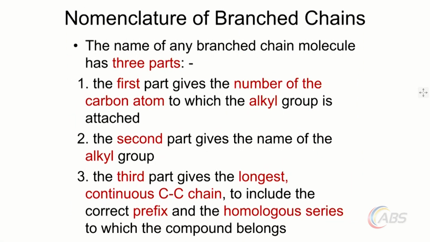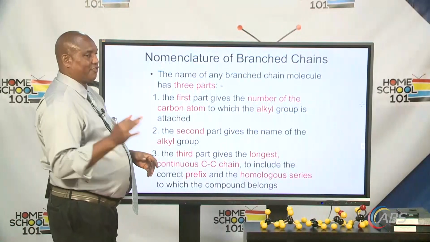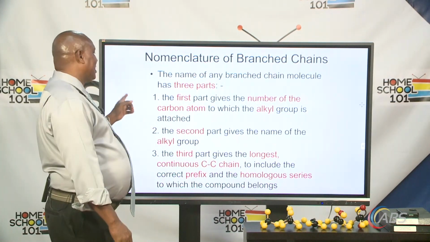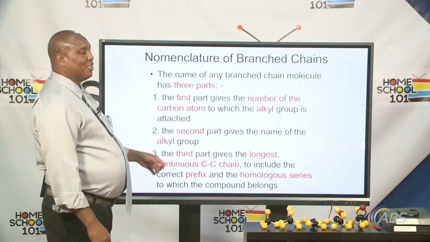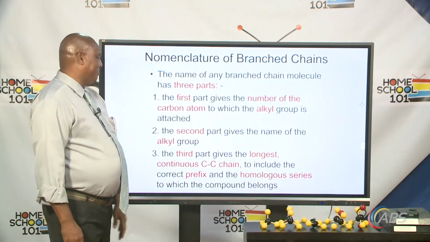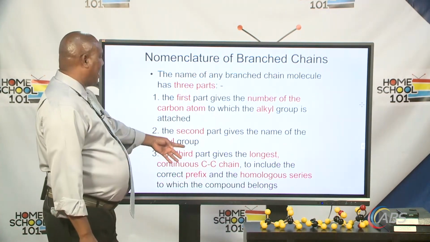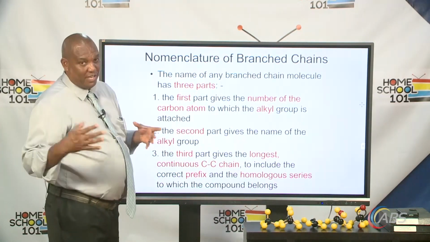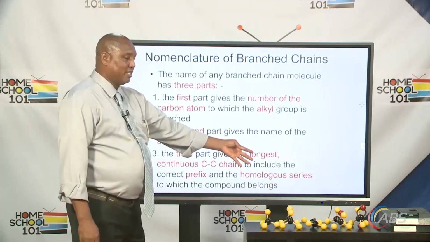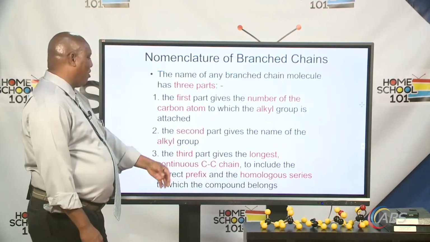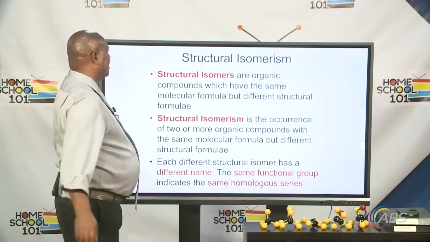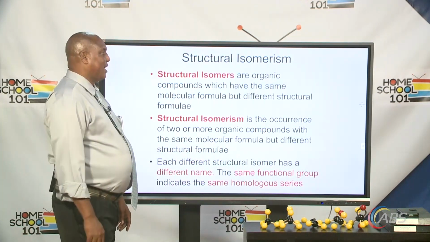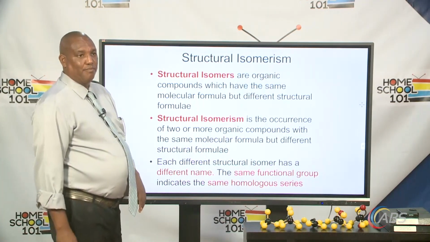Now again, let's just go through how exactly we name those branch chains, nomenclature meaning how we name them. The name of any branch chain molecule has three parts. The first part gives the number of the carbon atom to which the alkyl group is attached. The second part gives the name of the alkyl group. The third part gives the longest continuous carbon-carbon chain to include the correct prefix. Remember, there's a first name and the homologous series or the family name to which that compound belongs. Okay? Now, we're going to move on then to structural isomerism and then come back to how we name the compounds.